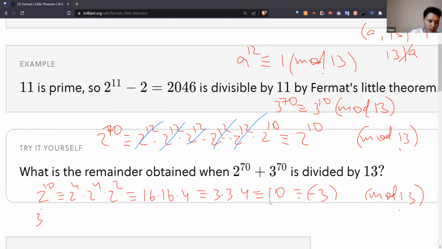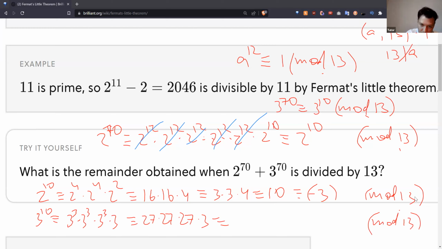How about 3 to the power 10? 3 to the 10 is congruent with 3 to the 3, 3 to the 3, 3 to the 3 times 3, which is congruent with 27 times 27 times 27 times 3. You see why I use 27? Because 27 is congruent with 1 mod 13. So this is congruent with 1 times 1 times 1 times 3, which is 3 mod 13. So it turns out that this entire thing, 2 to the 70 plus 3 to the 70, is congruent with minus 3 plus 3, which is 0 mod 13.